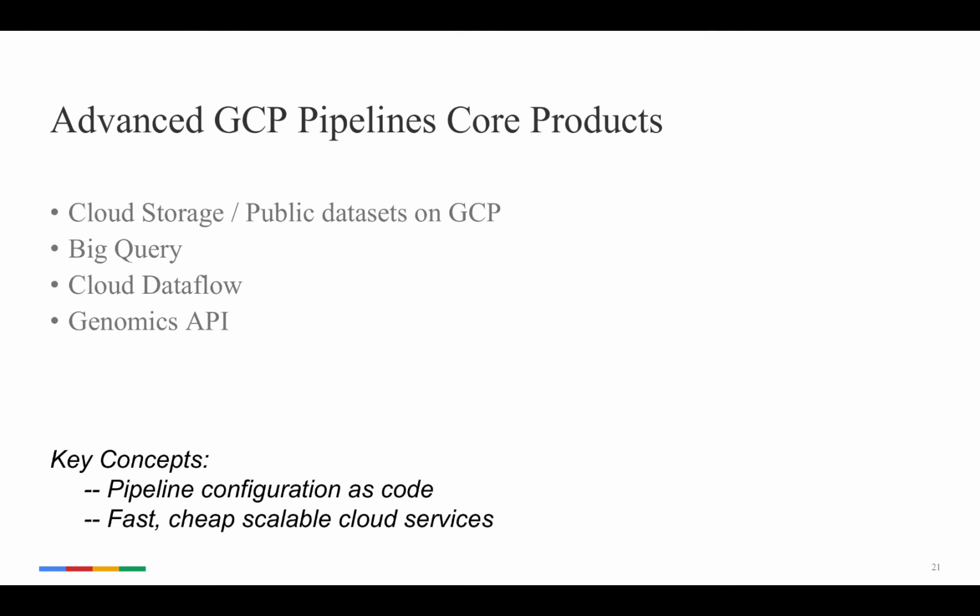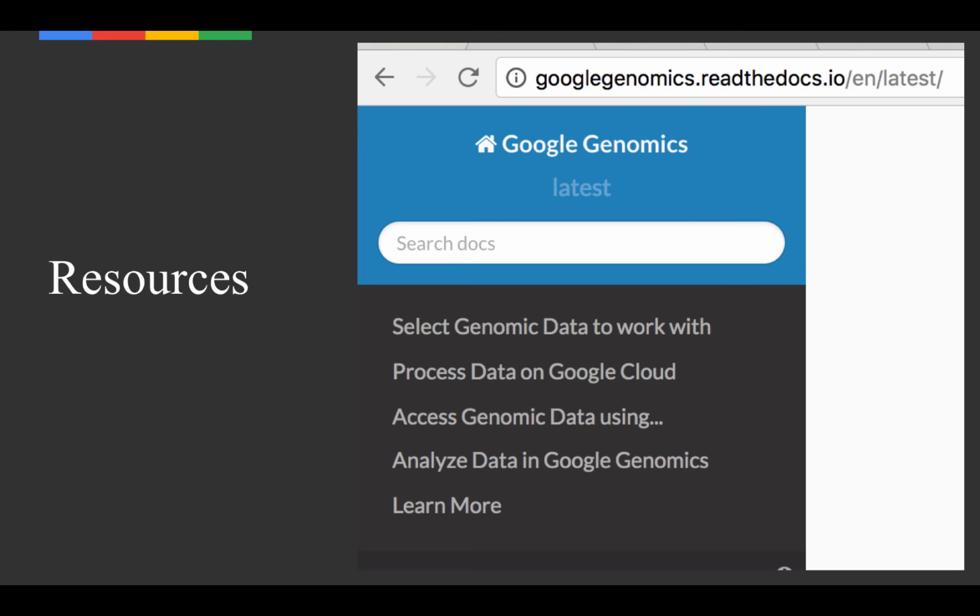So the core products in these pipelines are Cloud Storage, public data sets on GCP, BigQuery, Cloud Data Flow for very high volume, and the Genomics API as it moves from an early status, an alpha at the time of this recording, into more of a production level API. The key concept around this is that pipeline configuration is now your code. So if you had a dev environment moving to a prod, for example, like I said, more of a commercial type of implementation, then you would have fast, cheap, scalable cloud services.